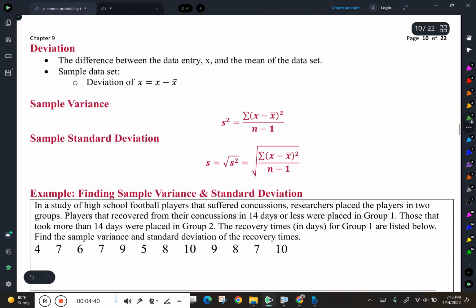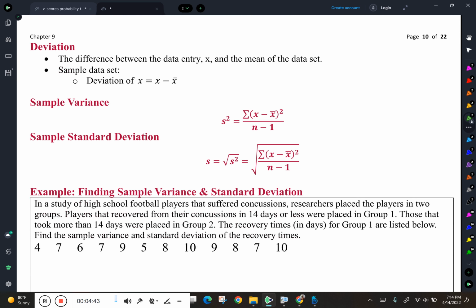All right, let's look at a more encompassing measure of variation, and that's going to be the standard deviation. But in order to get to the standard deviation, we first have to walk through some steps.